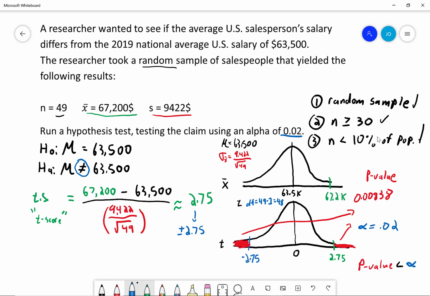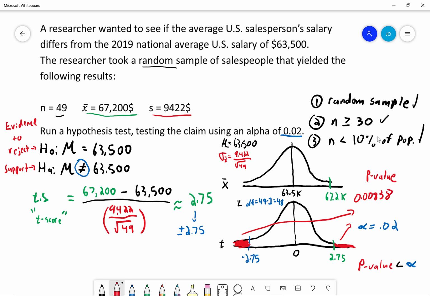what this does is this gives us enough evidence. So I'll write evidence to reject our null and to support our HA. That the population mean salary for salespeople is different than the national average, is different than $63,500. We found enough evidence to support that.